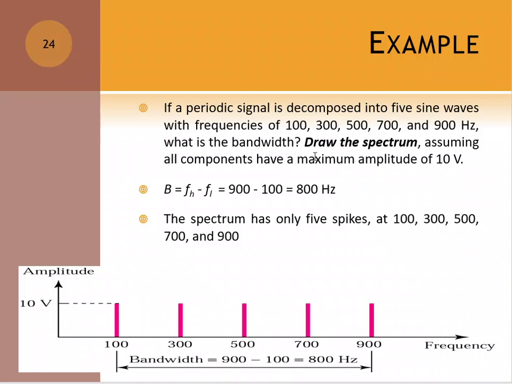Next part of the question: draw the spectrum, assuming all components have a maximum amplitude of 10 volts. You just plot using the frequency domain. All have the same amplitude, 10, and then just draw one spike. This one is known as a spike, S-P-I-K-E. Satu garis lurus ni kita panggil spike. So this is the final spectrum of this composite signal.